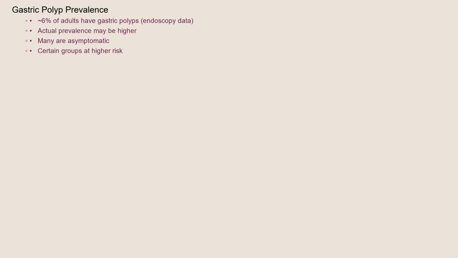Let's consider how common gastric polyps are. Epidemiology studies show that they're present in approximately 6% of the adult population, based on endoscopy findings. However, many individuals with gastric polyps are asymptomatic, meaning they don't experience any noticeable symptoms, so the actual prevalence may be higher. Certain groups, such as older adults and people with chronic gastritis, may have a higher risk of developing them. While gastric polyps are frequently found, the majority of the cases don't need aggressive treatment or become cancerous.